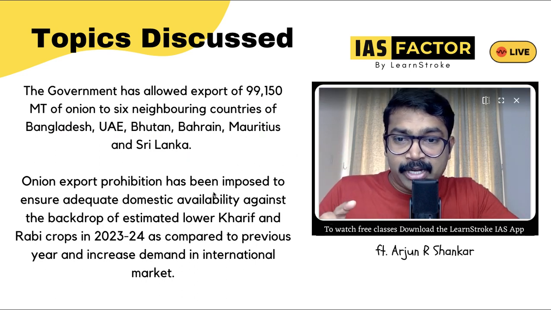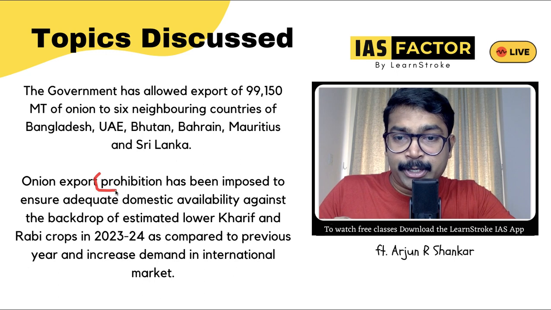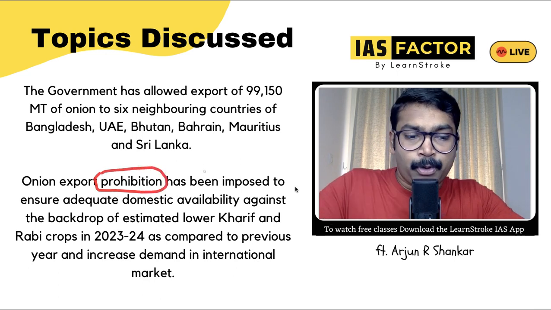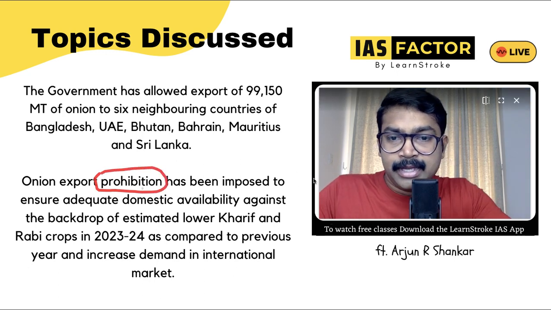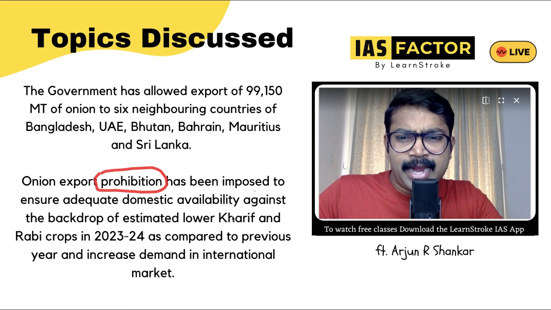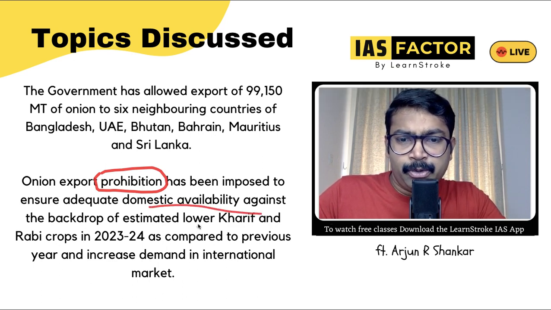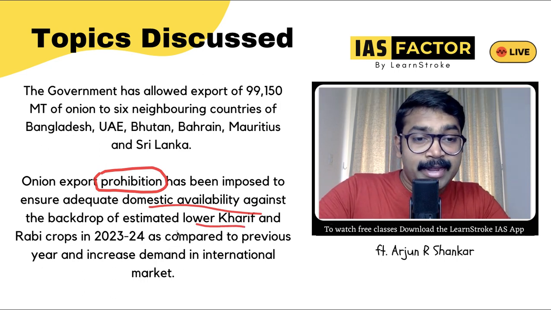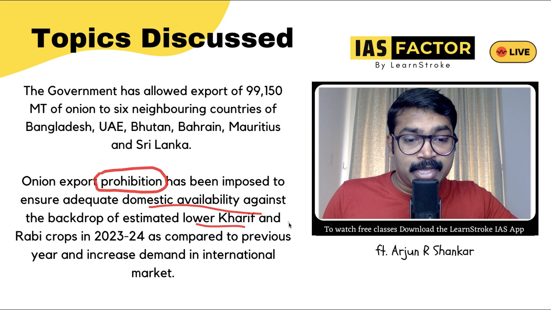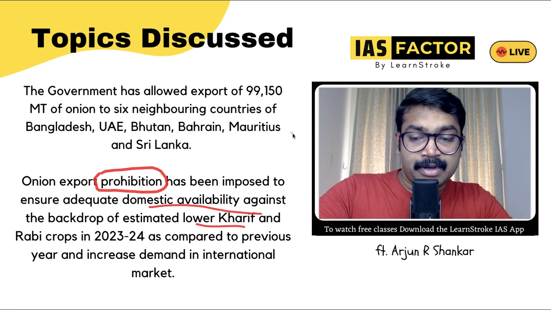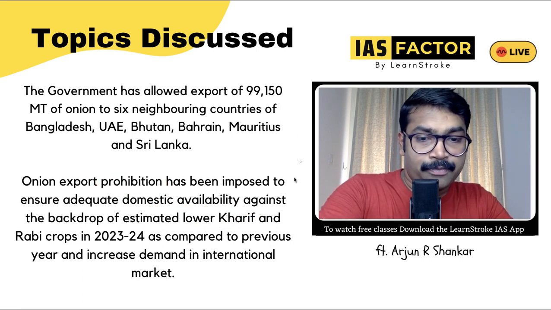So there was a prohibition. I told you there was a small prohibition that was actually in place. That was created because there was no domestic availability, due to the lower kharif and rabi crops in 2023. So that is the reason why the export of onion was actually put on hold. Something that we should be knowing at this point of time.